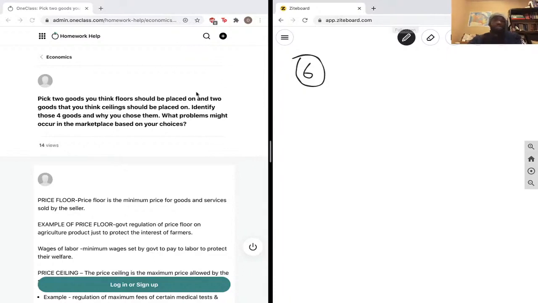Pick 2 goods you think floors should be placed on, and 2 goods you think ceilings should be placed on. Identify those 4 goods and why you chose them. What problems might occur in the marketplace based on your choices.